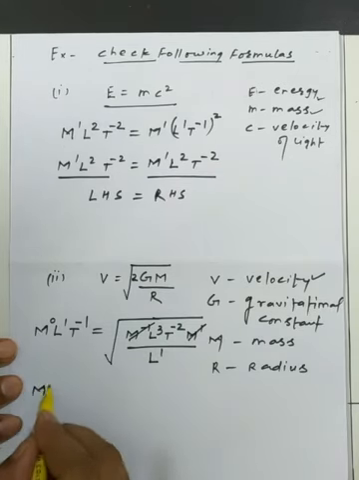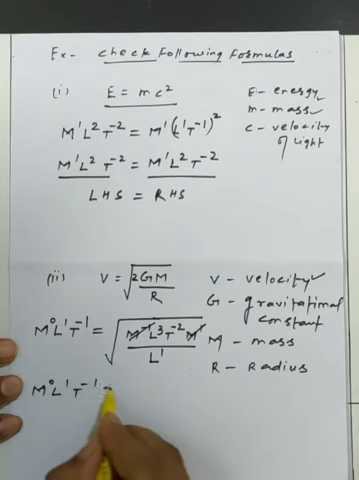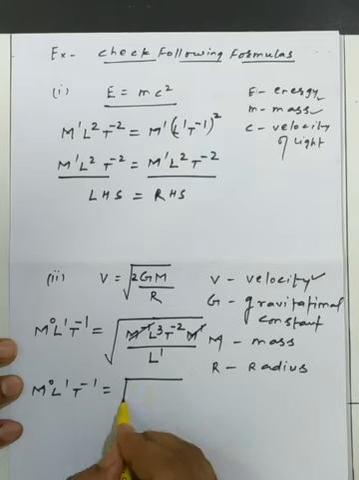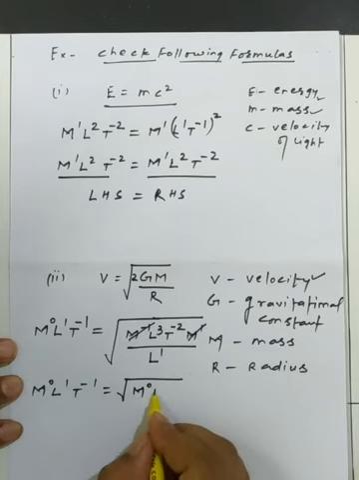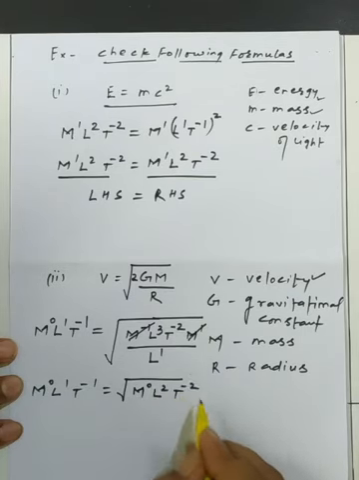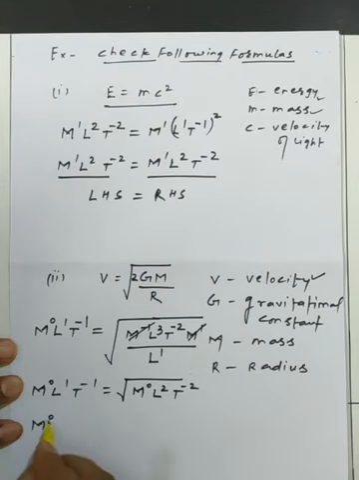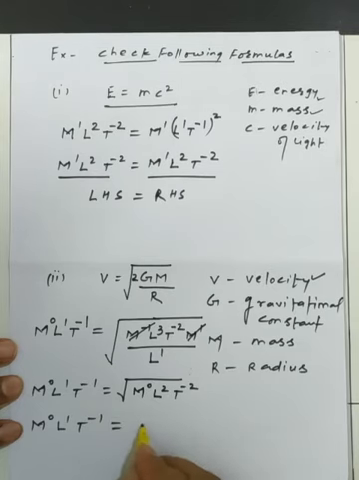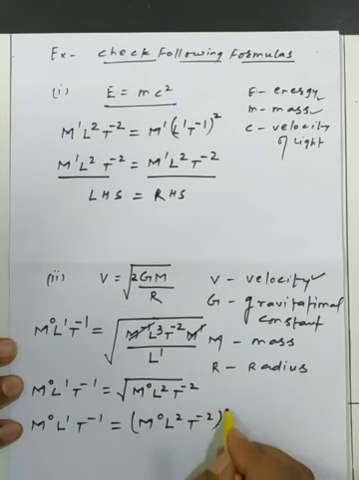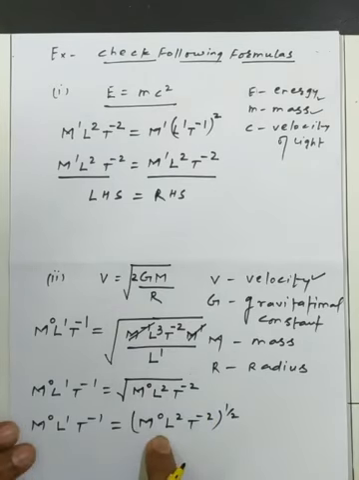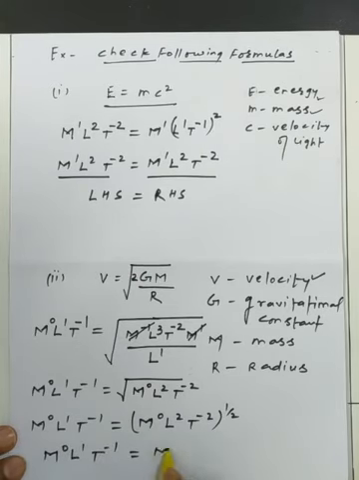So we get M^0 L^1 T^-1 equal to, under the root, M^0 L^2 T^-2, and the under root symbol is removed, giving L^1 T^-1. In an easier manner, you can write it with the power of 1 by 2, multiplying the power with L^2 and T^-2. So we get the result M^0 L^1 T^-1 equal to M^0 L^1 T^-1.